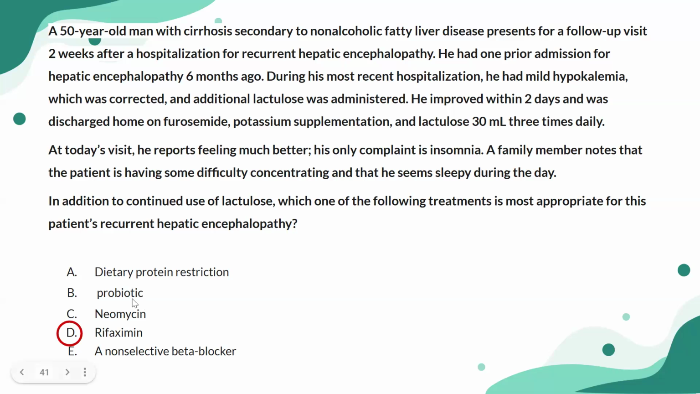A probiotic's not going to do anything. Neomycin is an antibiotic. It has no role in hepatic encephalopathy. Non-selective beta blockers are more so for varices, right? We're not really thinking about it for hepatic encephalopathy.